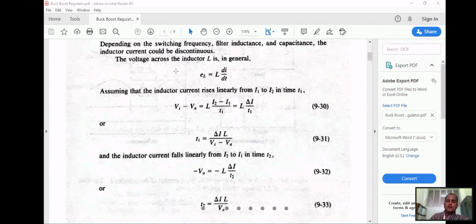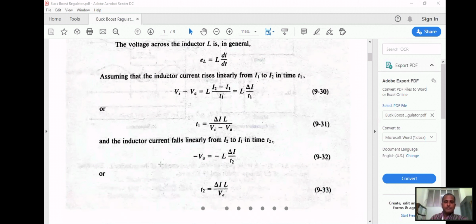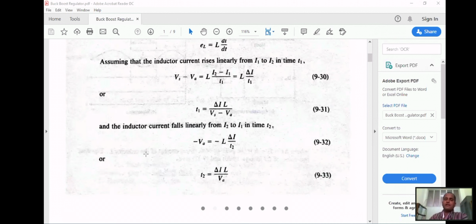When the power BJT is conducting, the source voltage minus the load voltage will equal L times (I2 minus I1) divided by T1, which is the change in current divided by T1. From here we can find T1. T1 will be the change in current times L divided by Vs minus Va. The inductor current will fall linearly from I2 to I1.